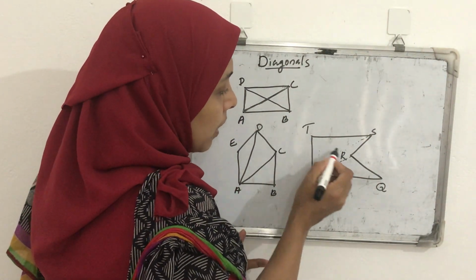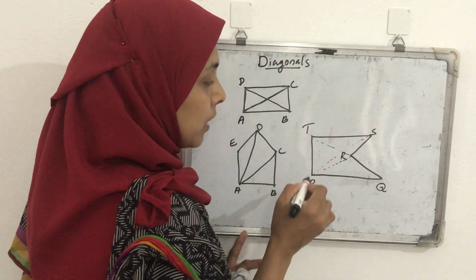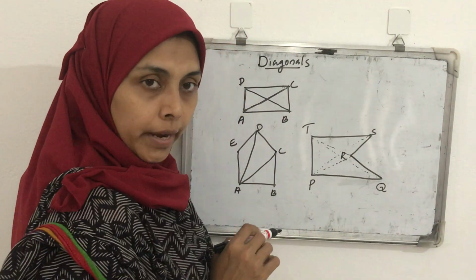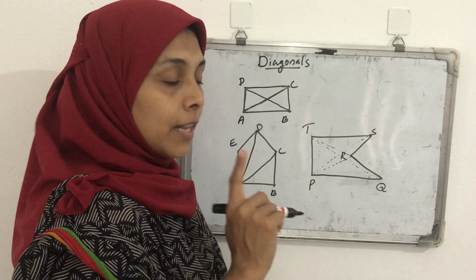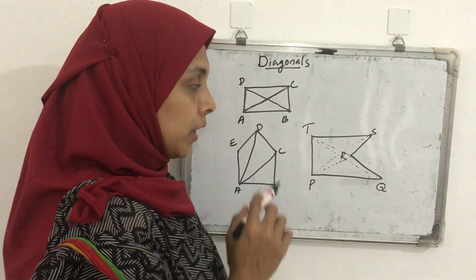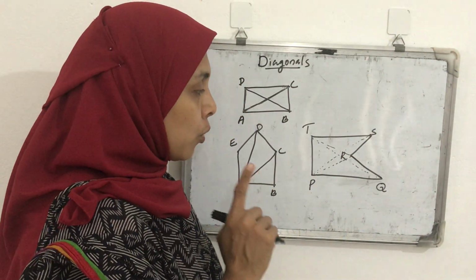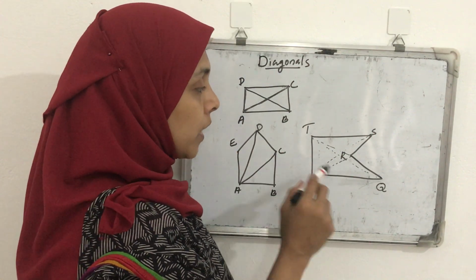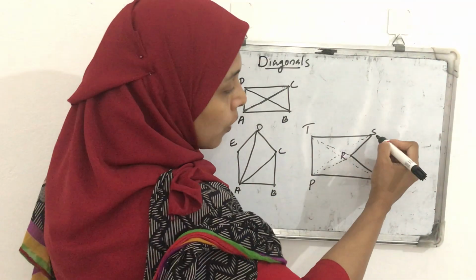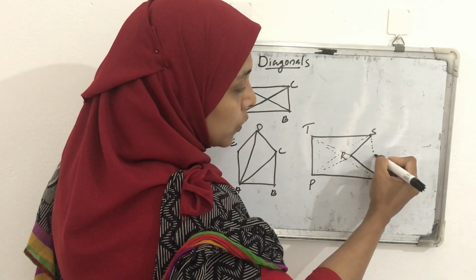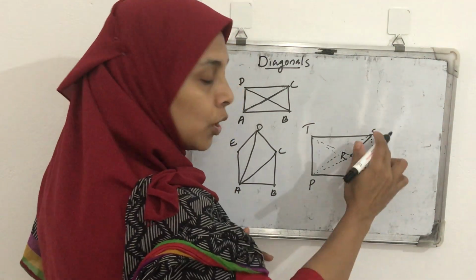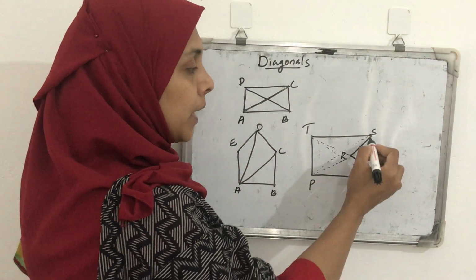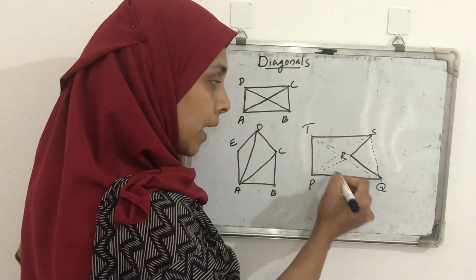Now TR is also another diagonal. One more diagonal we can draw here: QT is also a diagonal. Now, can you imagine? One more diagonal is remaining in this polygon, which we can draw from Q to S also. This is also one diagonal of this polygon. But can you find out the difference of this diagonal from the other diagonals of this polygon?